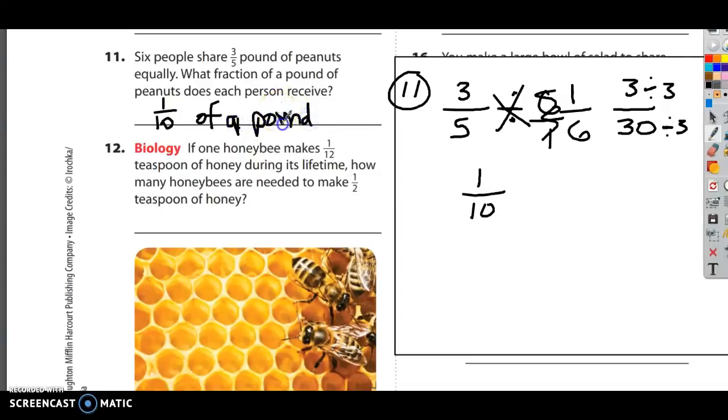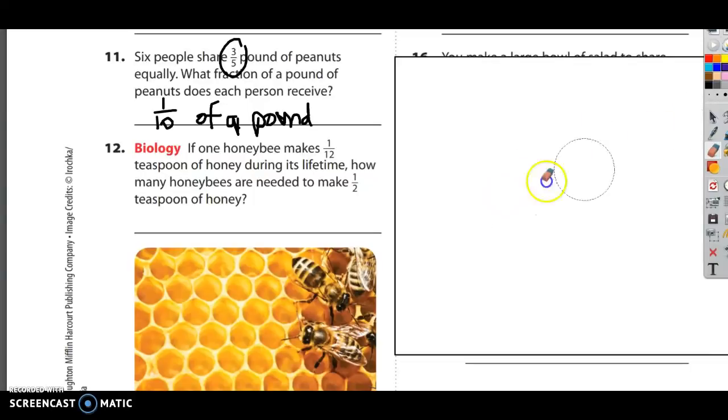And that should make sense. Look at the amount of peanuts you started with. You started with 3/5 of a pound. That's not really that much. And then dividing that by 6 people means that everyone gets a tenth of a pound. It's not really all that much. So that is the correct answer. Might seem a little bit weird, but it is.